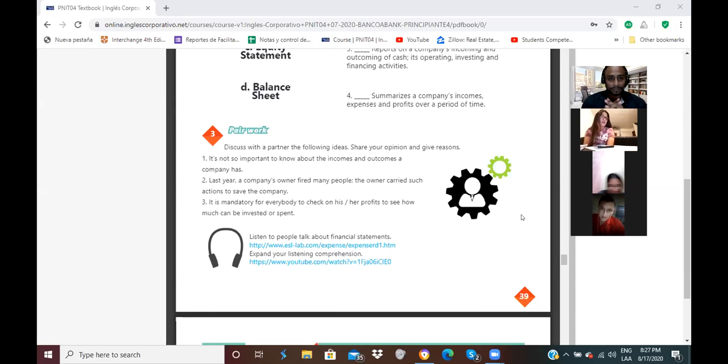A ver, aquí en la segunda dice: el año pasado el dueño de una empresa despidió a muchas personas. El propietario llevó a cabo tales acciones para salvar a la empresa. Es como una continuación de lo que estábamos hablando, la estabilidad laboral. Pues ahí, más que todo, fue por algún error que pudo haber cometido él. No, ahí debería de ser si tú estás de acuerdo con la acción que tomó.